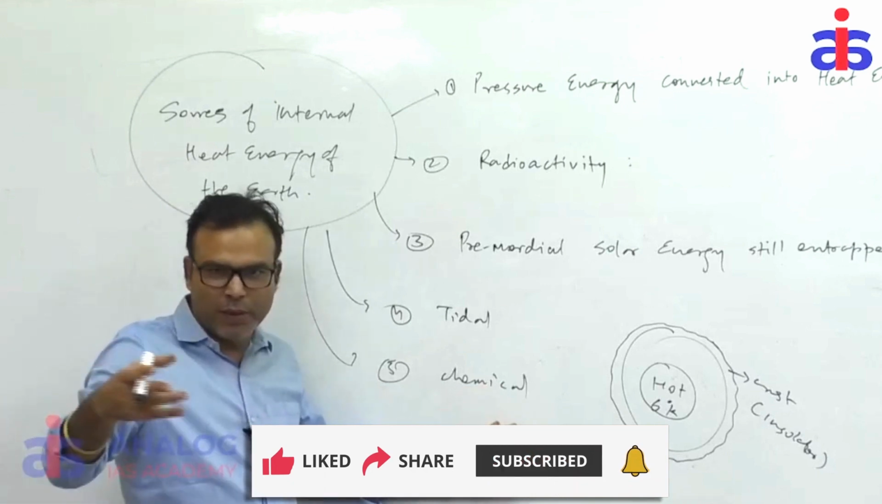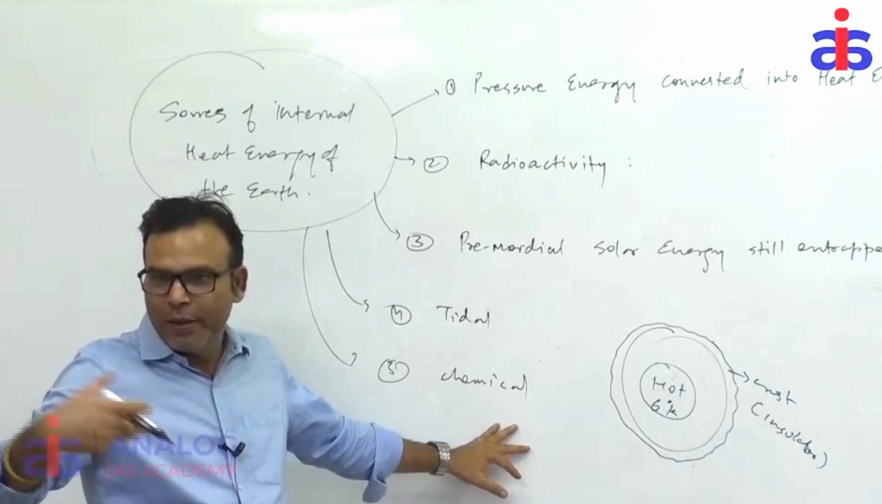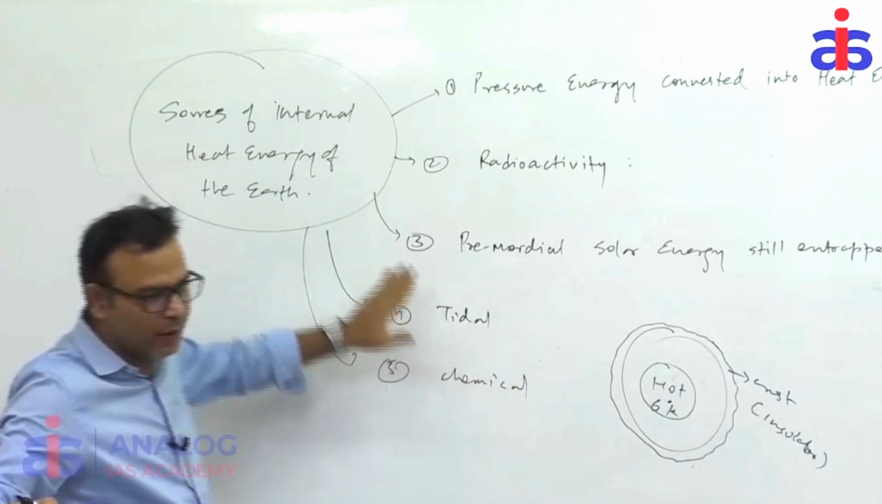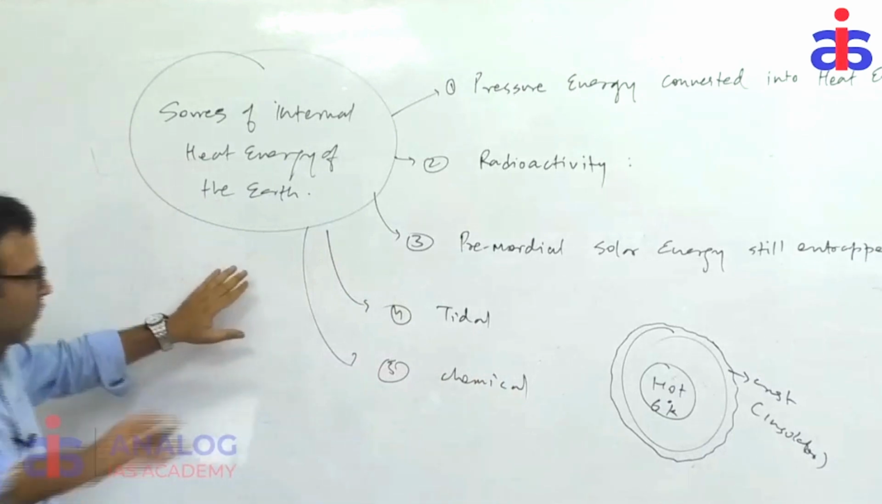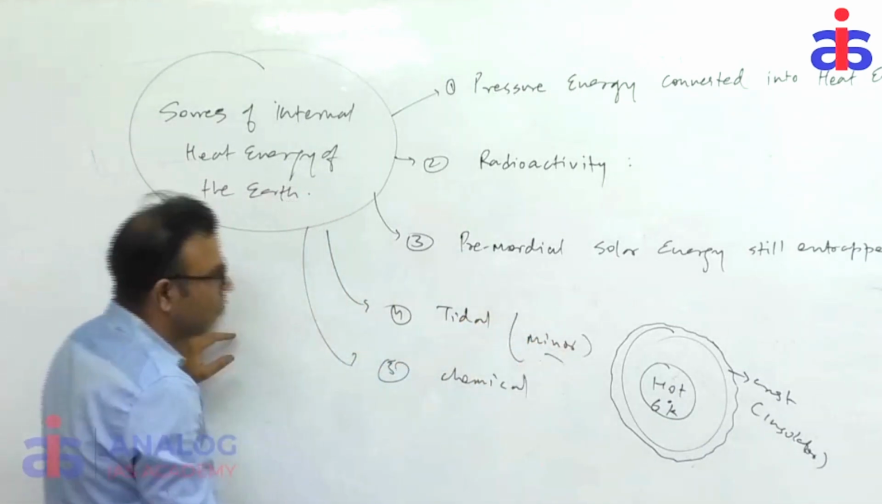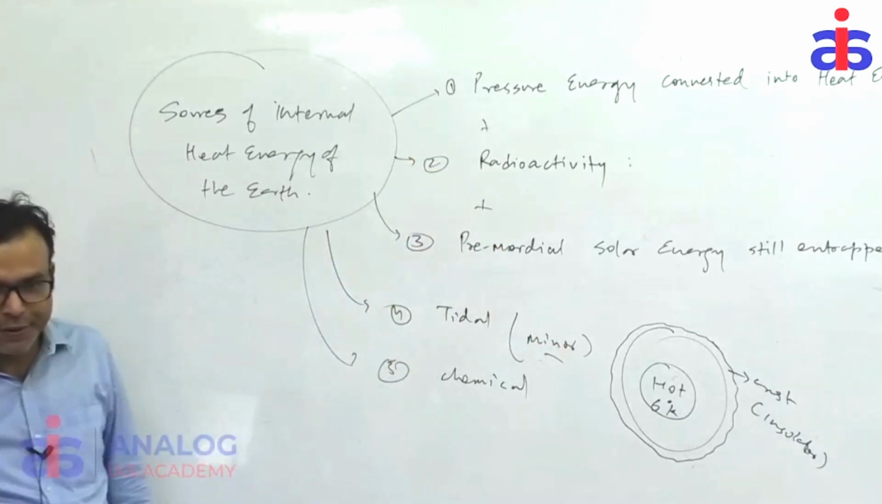And chemical energy means there are two types of chemical reaction, endothermic and what? Exothermic. So exothermic reactions might be possible for adding heat energy. Is it clear? But these two factors have what? Minor impact. But these three have what? Major impact on heat contribution.